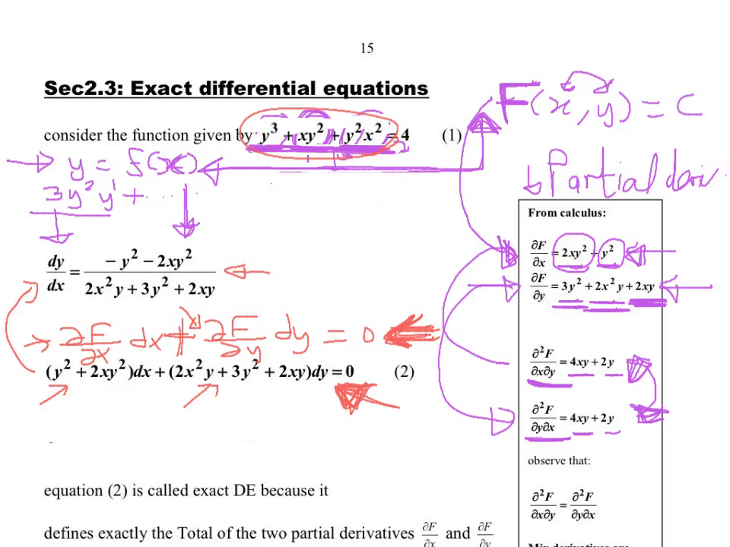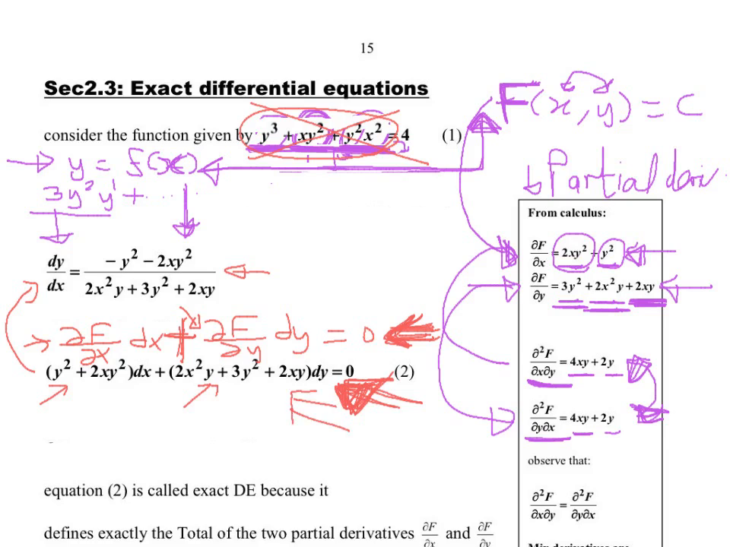How can I check if this equation was given to us? How can I check it is exact? How can I check it belongs to one f and it is total of partial f partial x, partial f partial y? Because in reality f will not be given. F is the solution. Only the differential equation will be given. So how can I make sure, or how can I check it is exact?